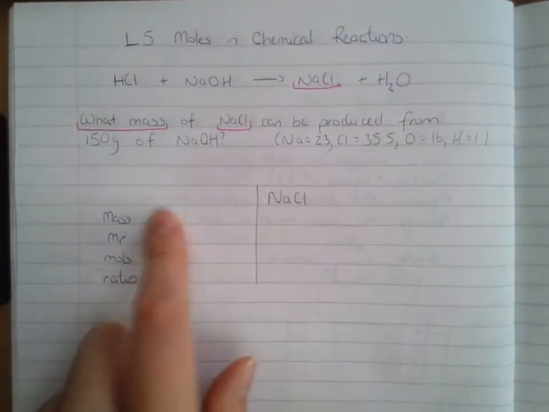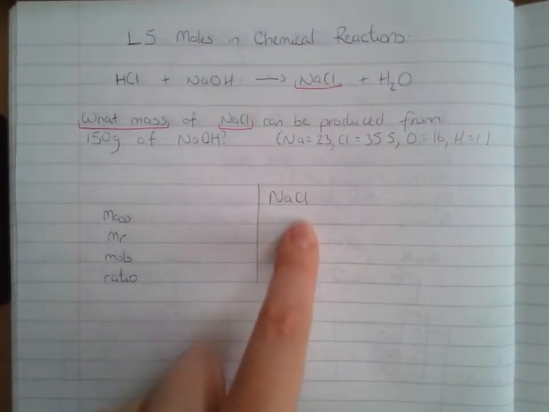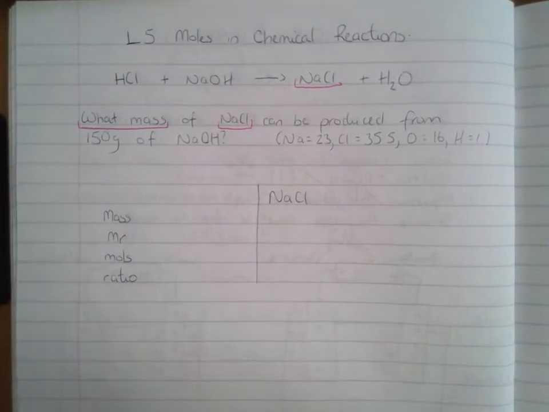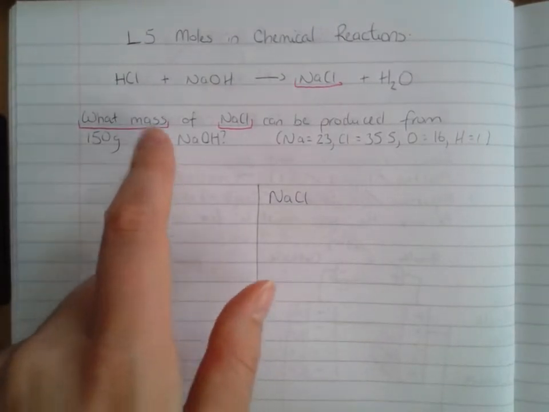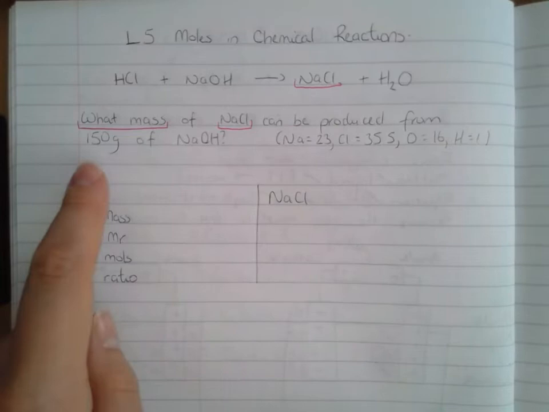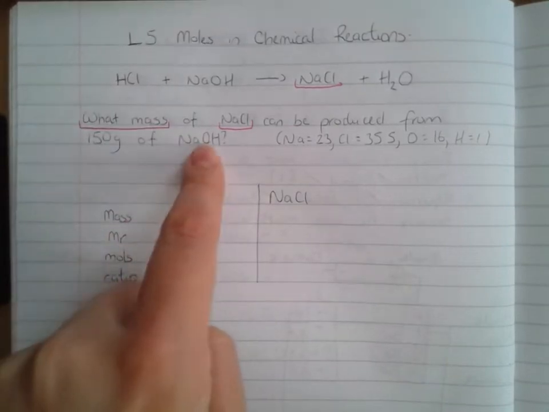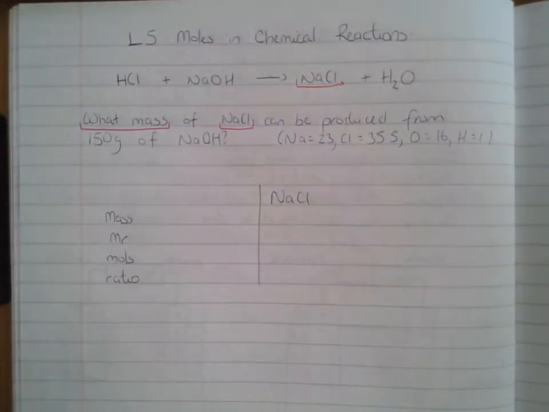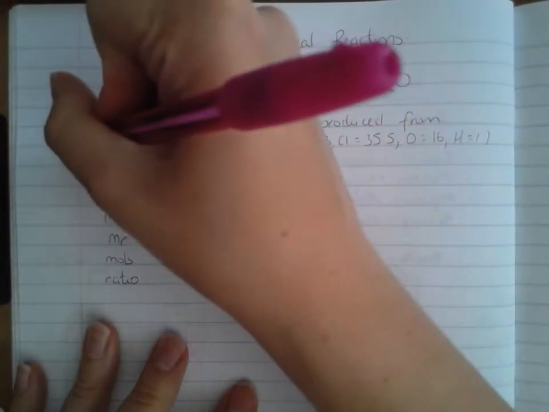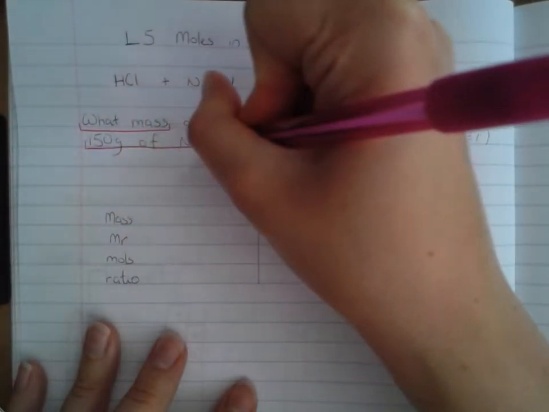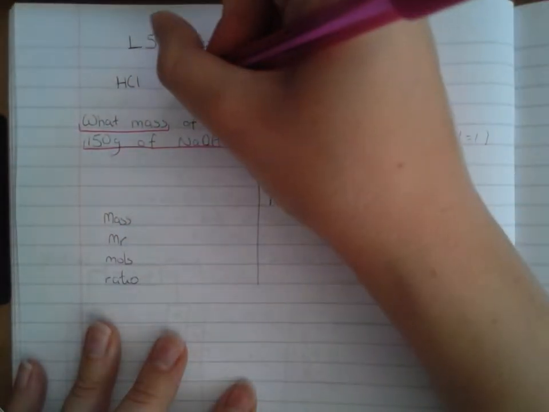And I can put that on either side of my table. I always just put the product on the right-hand side. It's just habit. It doesn't affect your answer. Can be produced from 150 grams of NaOH. I'm given information about NaOH. I am told that I've got 150 grams of NaOH.